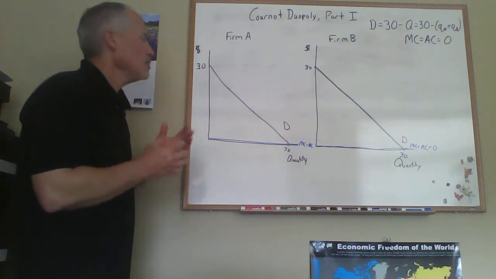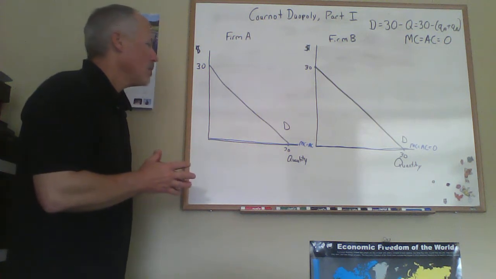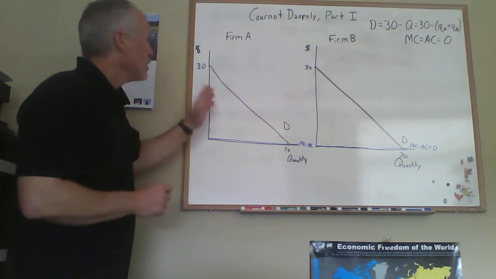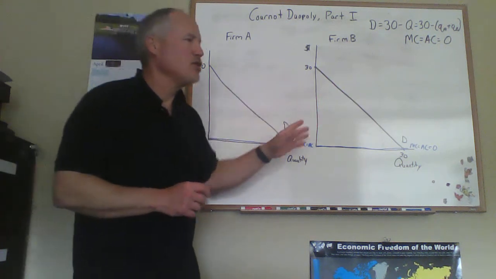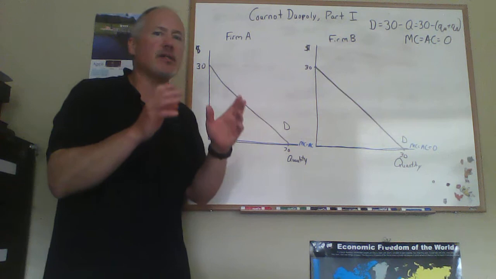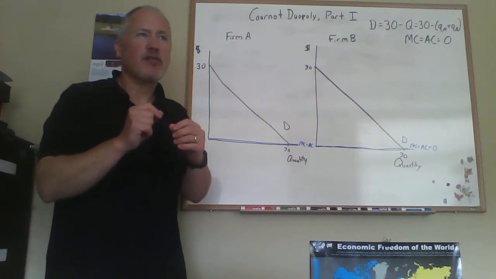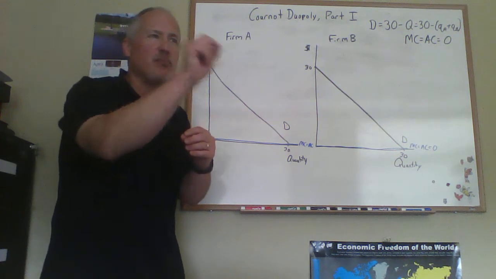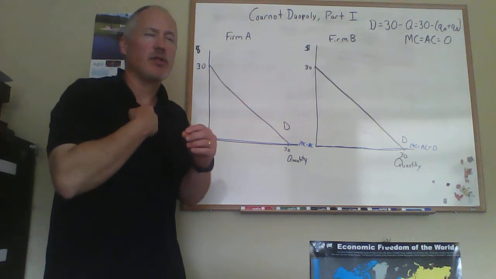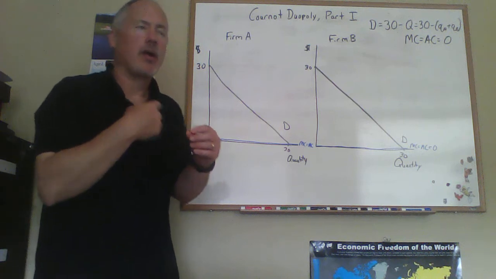Okay, so here we are. What are we going to do? Firm A has to make some kind of conjecture or think about how it is that firm B is going to behave, and then try to figure out, well, if B does this, this is what we're going to do.